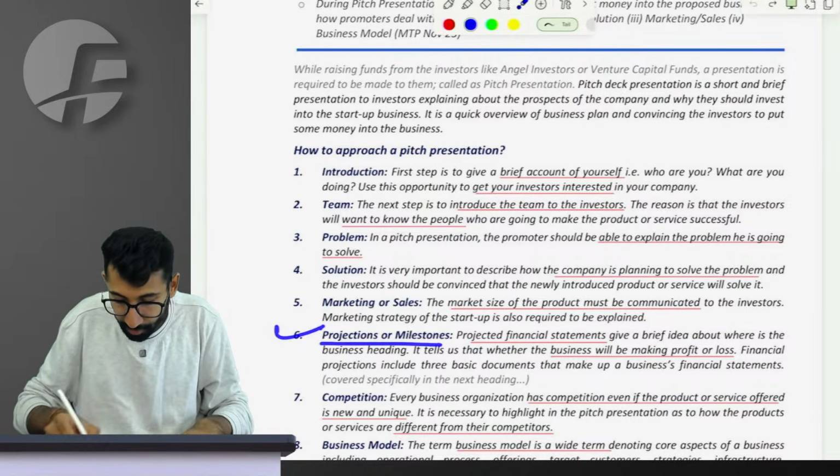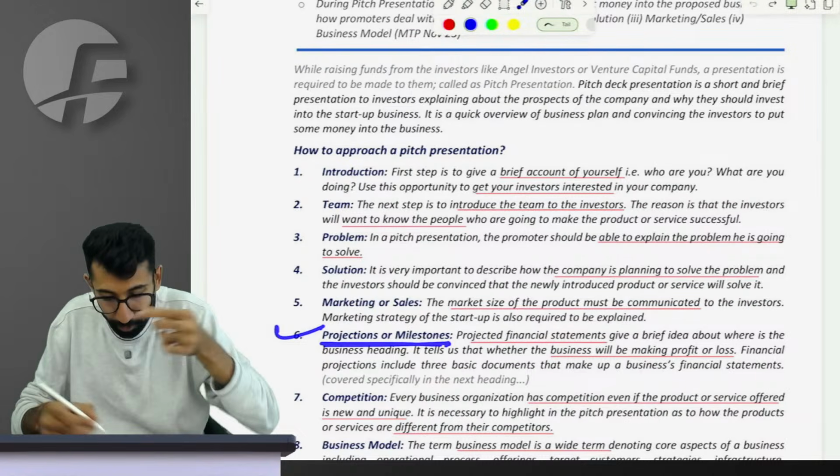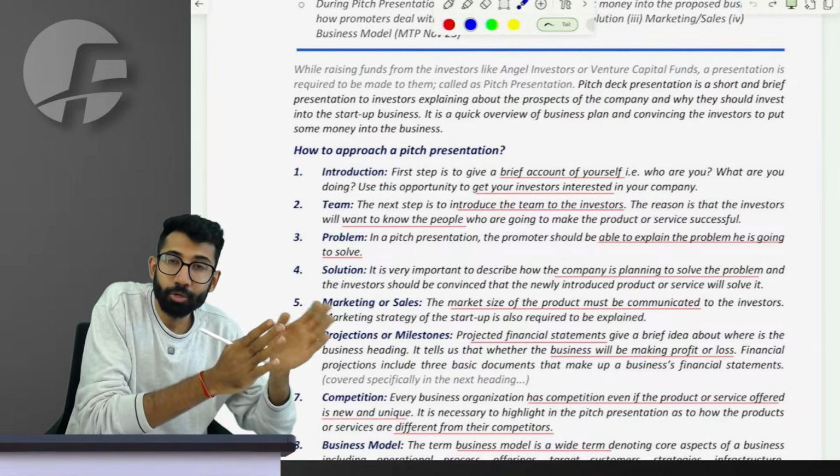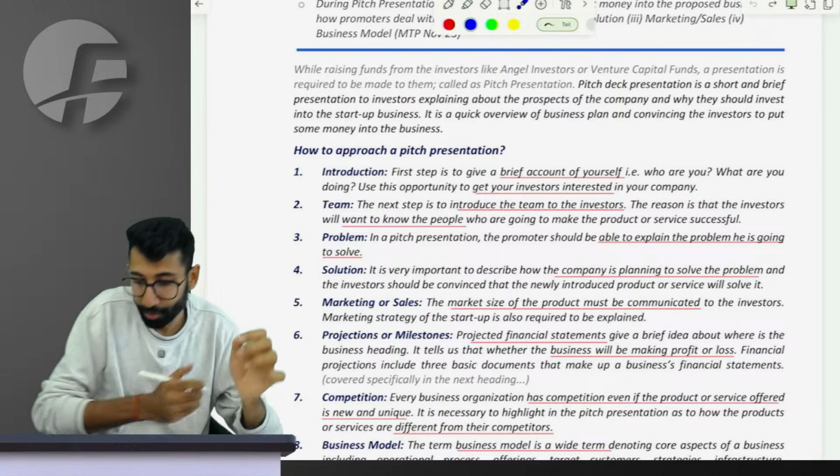Then the projections and the milestones. When you do this business, when you solve the problem, you generate revenue, make money. So what are the milestones and what are the projections about the milestones you are going to achieve?